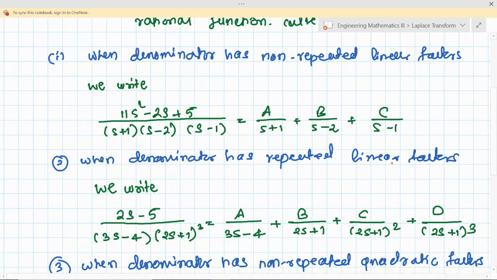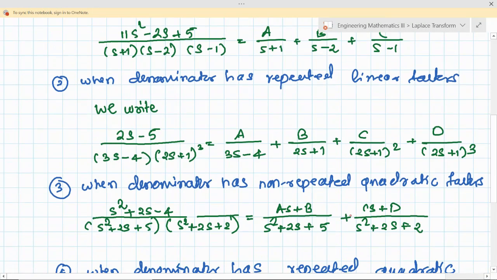You might have seen this in previous courses, in the diploma course, as well as those who have come from first and second year engineering mathematics. They may have also seen this in 11th and 12th. So this is called a partial fraction, when the denominator has a non-repeated linear factor.